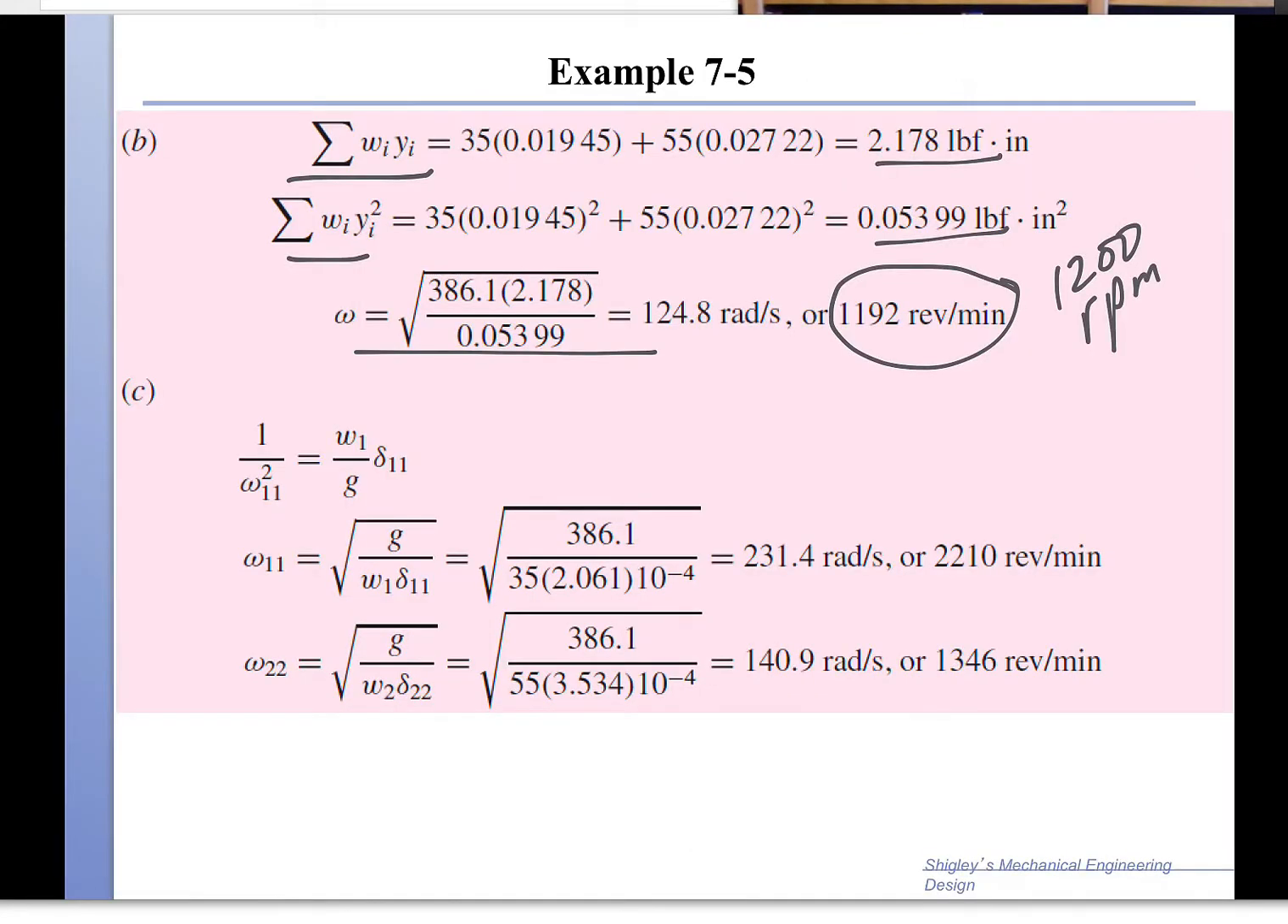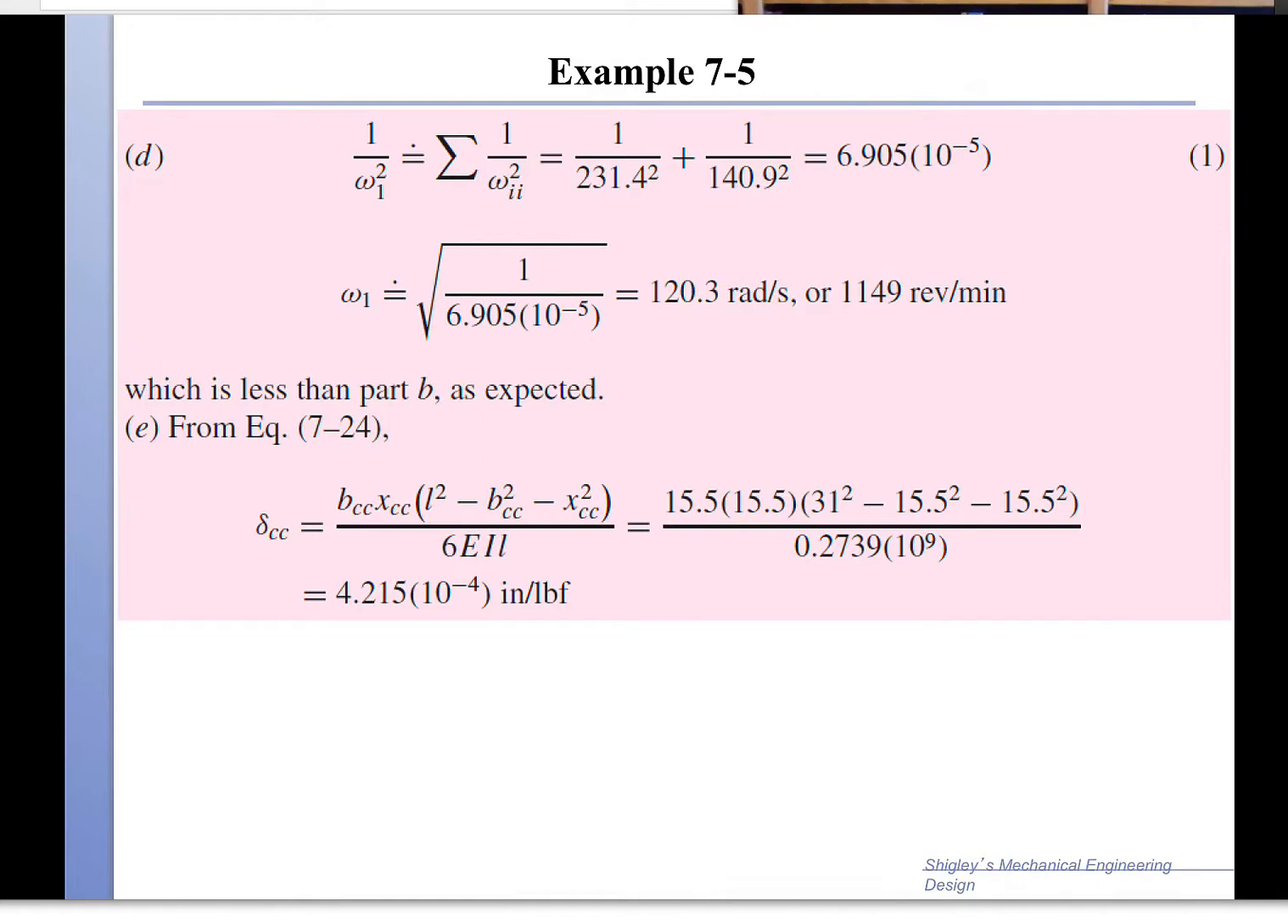So moving on, we have 1 over omega 1,1 squared is delta 1,1 times m1, and m1 is w1 over g. So we can find omega 1,1. This is the self critical speed for one single mass, like gear 1, and this for gear 2. And now we can use these self speeds to estimate the first critical speed of the shaft using Dunkerley's equation.